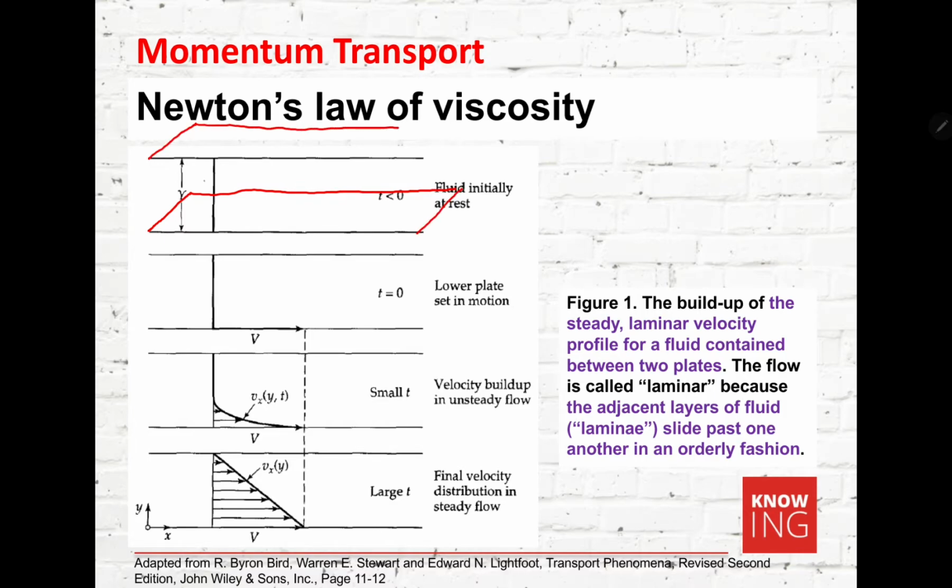Okay, imagine that we have two plates with the area of A, and before time 0, the fluid is still, so the plate is also still. Then at time equals 0, the lower plate here is suddenly set in motion in this direction with the velocity of v. As the lower plate is set in motion, the velocity builds up in an unsteady flow. So at a particular t, the velocity will have this profile.